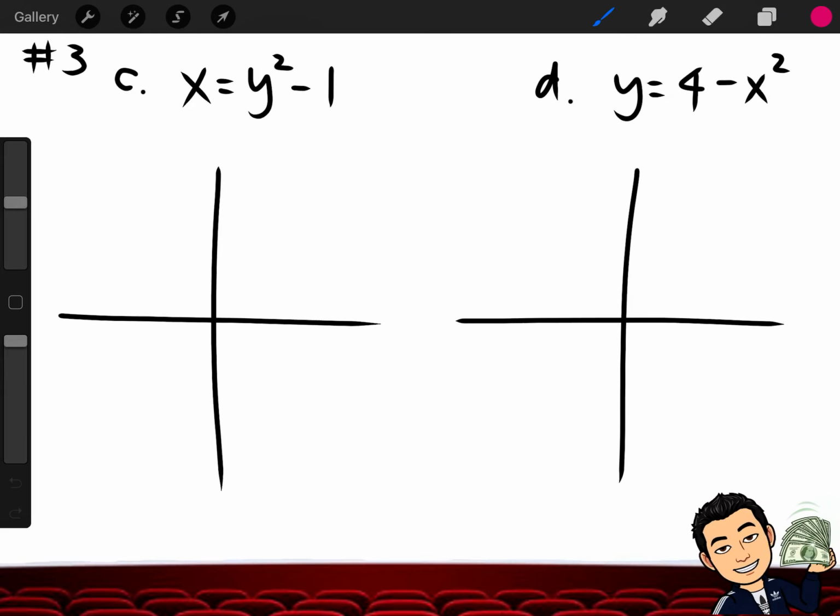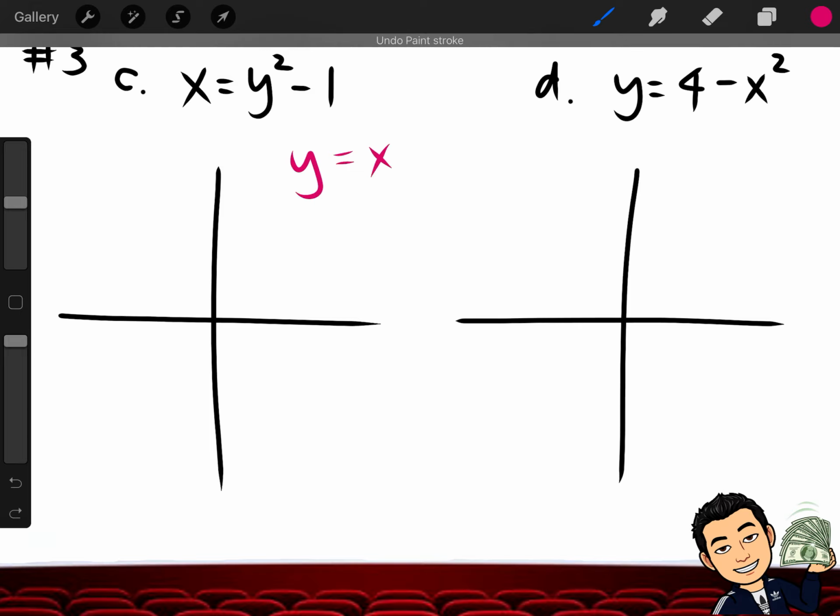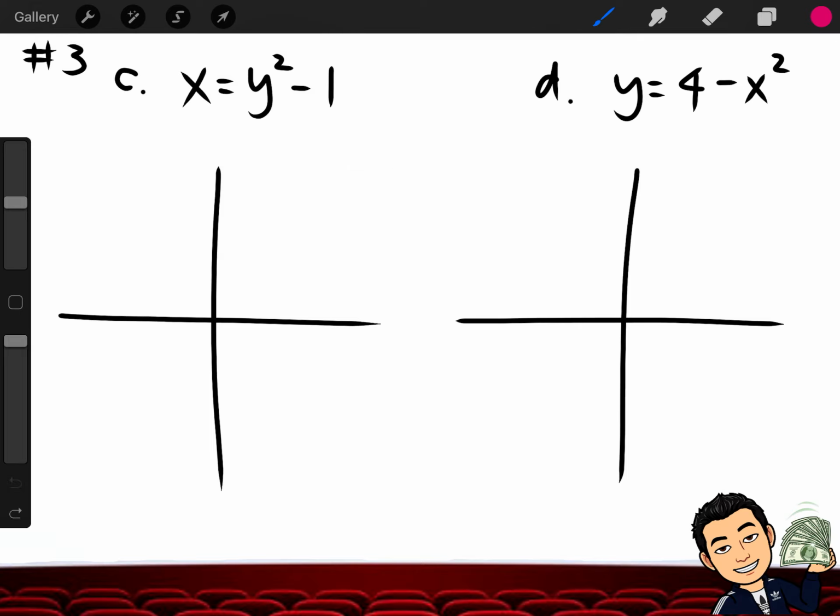So we have x equals y squared minus 1. Keep in mind this is not y equals x squared minus 1, so this is not a parabola with a U shape. Instead of a y-intercept, it's going to be an x-intercept. It's going to go left by 1 unit, and then you're going to have a C shape. It's a parabola, but it's going to go sideways.